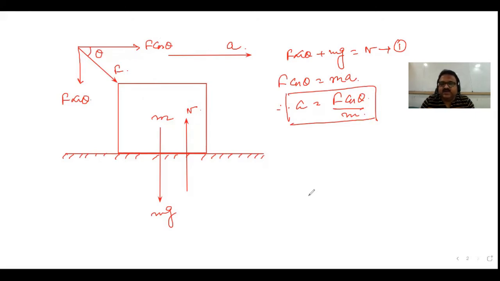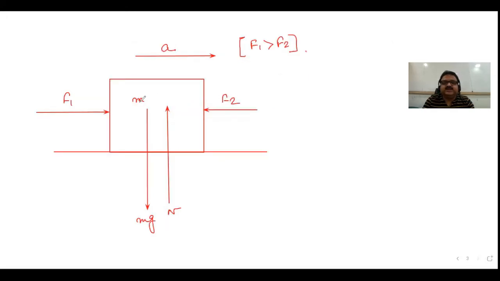Let's take another type, a little bit different from it. There is another problem given here. Force F1 is acting from left to right, F2 is acting from right to left, mg is acting downward, n is acting upward, and acceleration is taking place along this direction because, given, F1 is greater than F2.